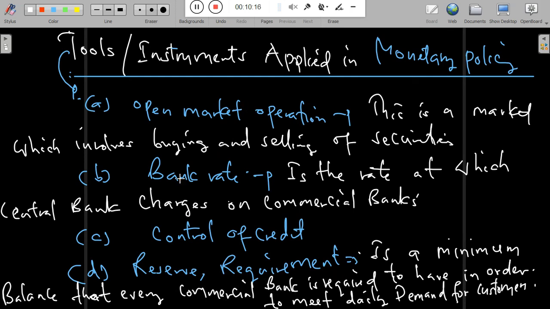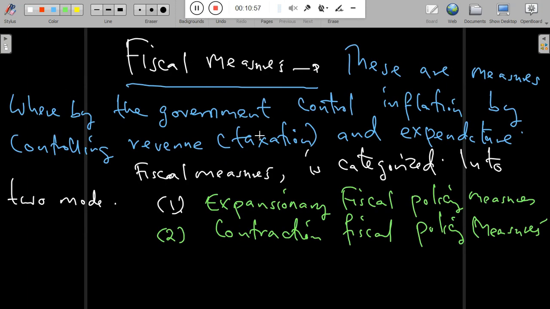Also, the bank rate, control of credit, together with the reserve requirement. The bank rate is the rate the central bank charges commercial banks. So the central bank may decide to charge a high bank rate to commercial banks so as to discourage lending and borrowing by consumers. The control of credit may also be adjusted depending on the situation of inflation or deflation in the economy.